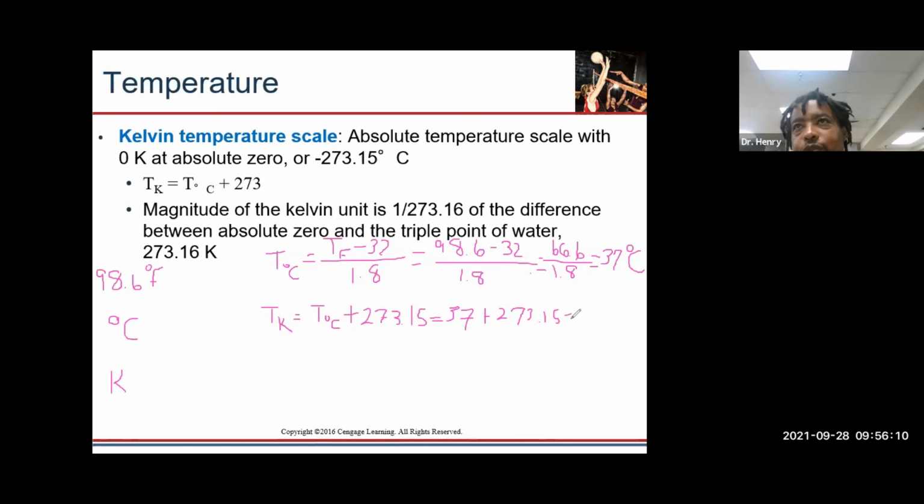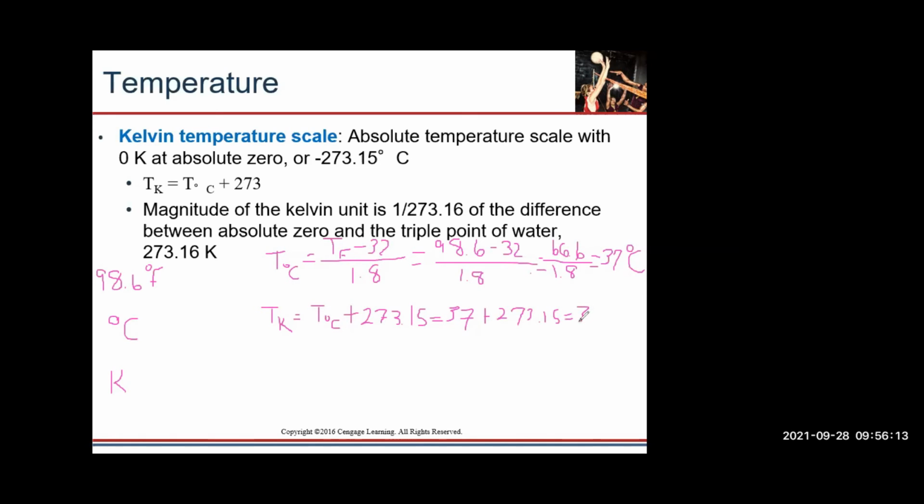So you said it equals 310.15? Yes, 310.15 Kelvin.